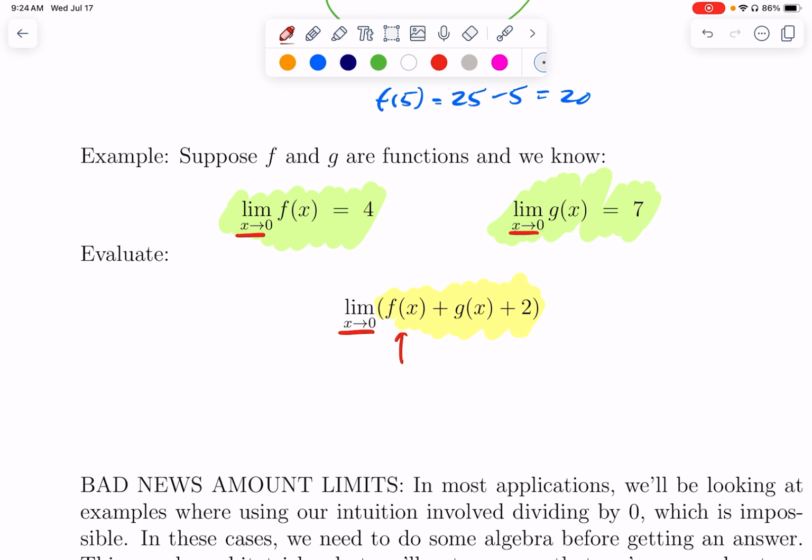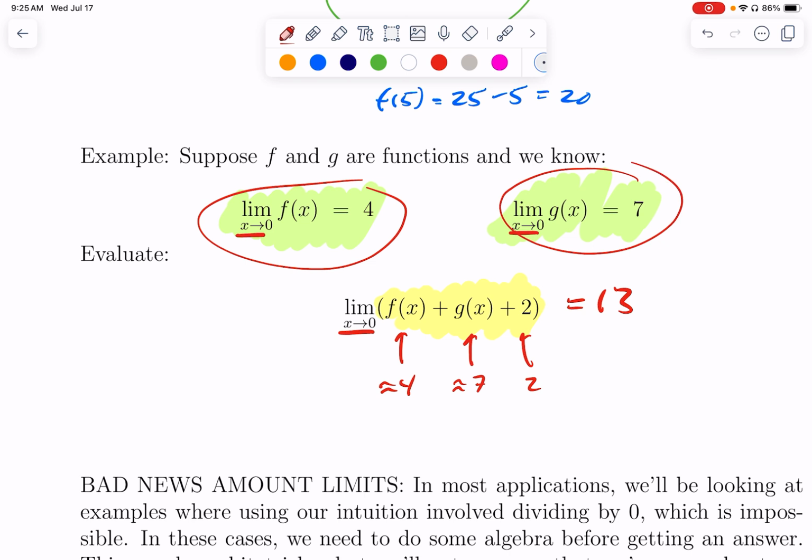So we know if x is close to 0, f of x is very close to 4. We know if x is close to 0, g of x is very close to 7. And this is simply the number 2. So we're dealing with a number close to 4 plus a number close to 7 plus a number close to 2. And remember, close means very, very close. So we're going to get something close to 13, and that's our limit. Basically, we just took 4 plus 7 plus 2. If it feels like you're just plugging in and doing very obvious things, and you're not doing anything weird like dividing by 0, then trust your intuition. Now, that's the good news.